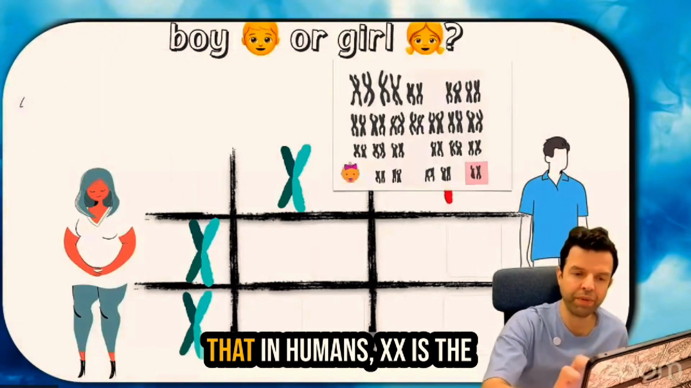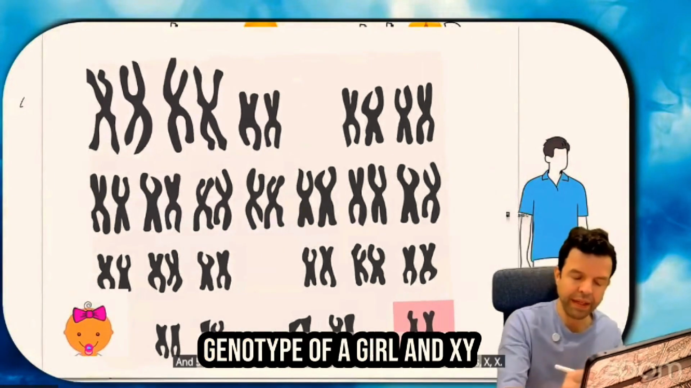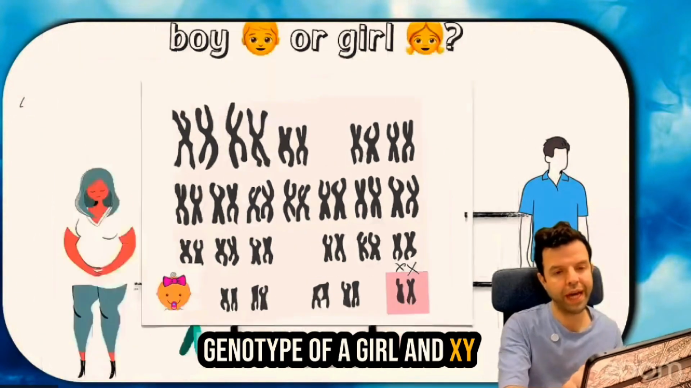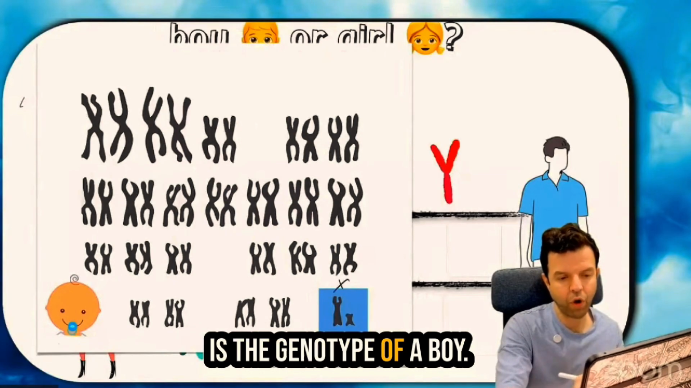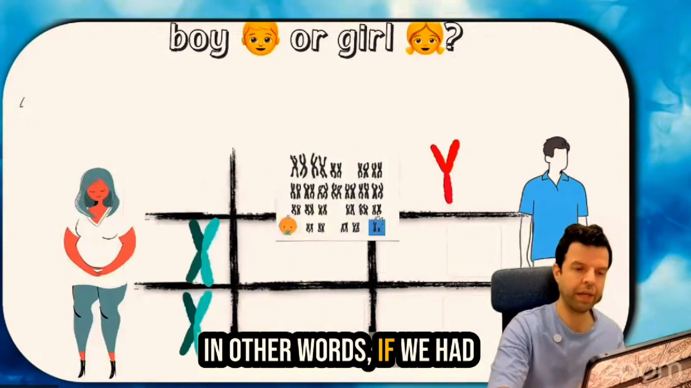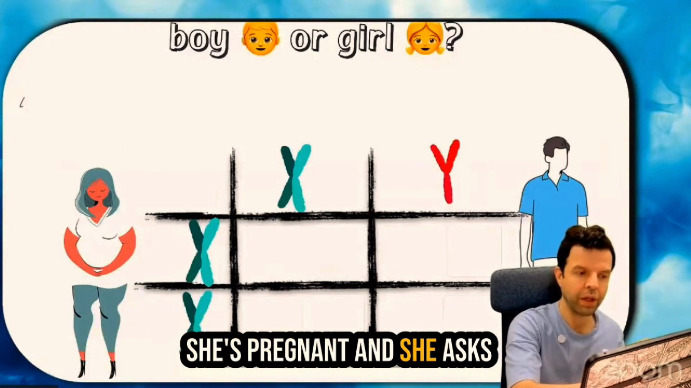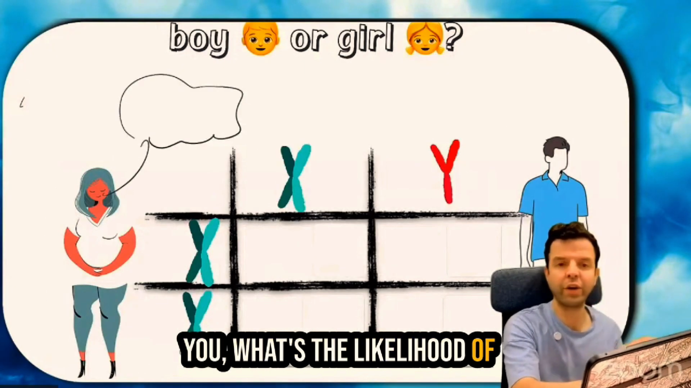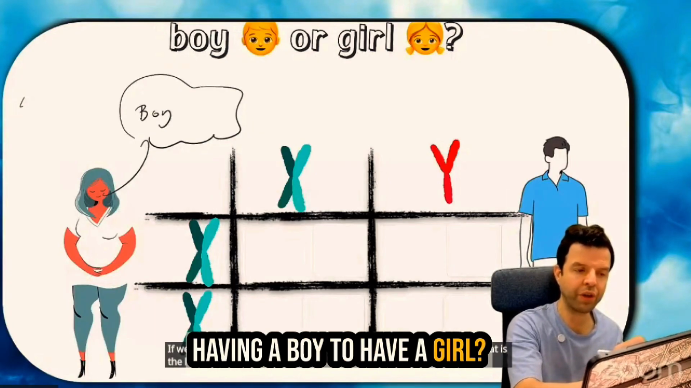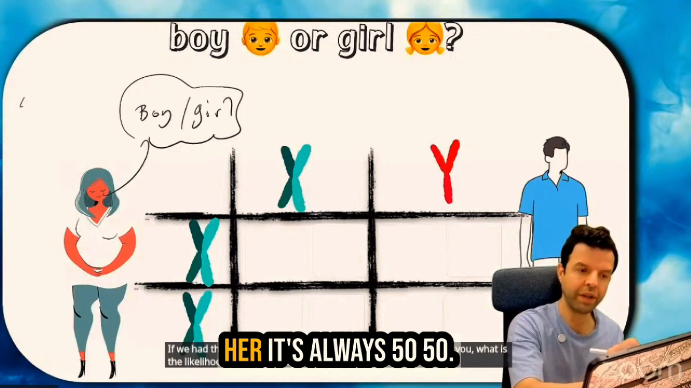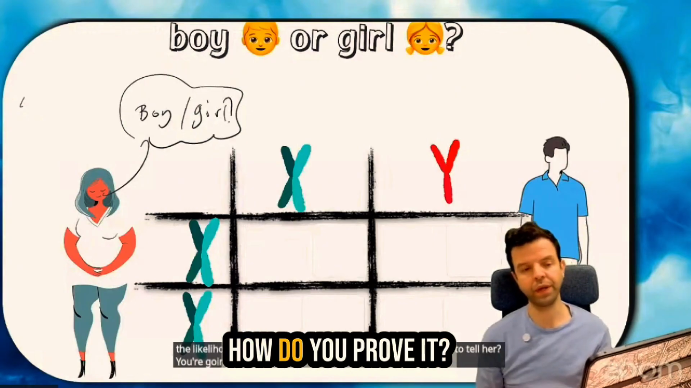Just remember that in humans, XX is the genotype of a girl and XY is the genotype of a boy. In other words, if we had a male and a female, and she's pregnant, and she asks you, what's the likelihood of having a boy or a girl? What are you going to tell her? You're going to tell her it's always 50-50. How do you prove it?